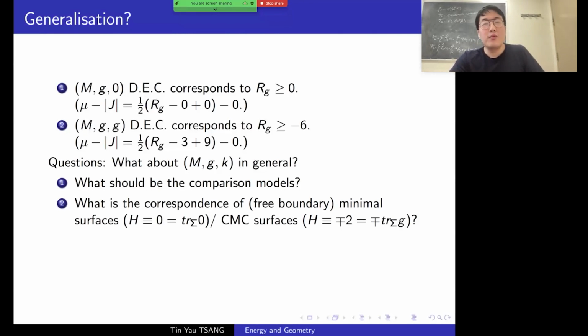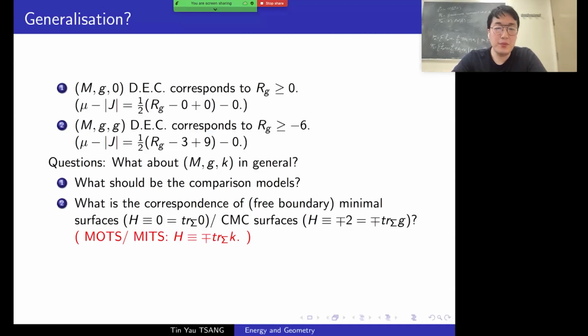And then we may think, okay, we have some idea about the condition we should assume, but then how do we prove it? Well, as we can tell in the beginning, Charlie used minimal surfaces and then constant mean curvature surfaces. So what are they actually? The minimal surfaces are actually trace zero of the extrinsic curvature K, and then CMC surfaces are actually trace sigma of the extrinsic curvature G.